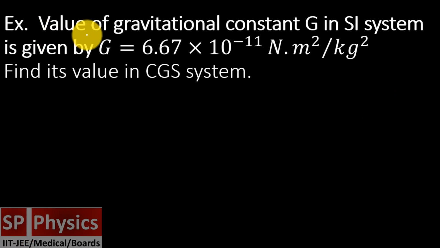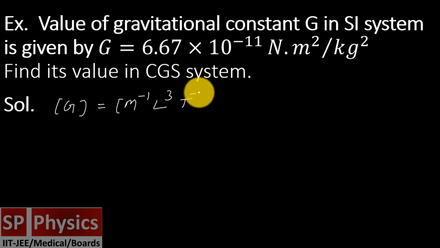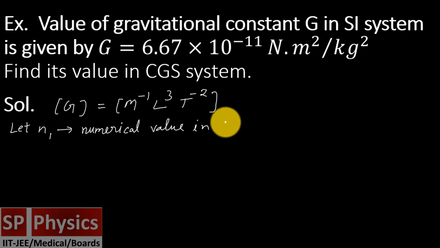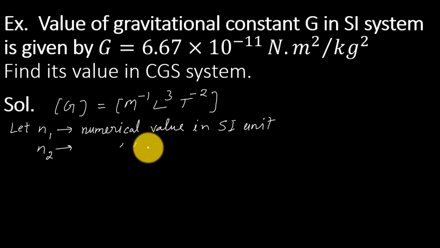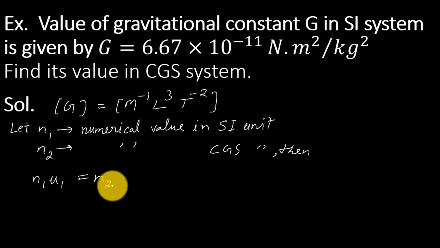Example: the value of gravitational constant G in SI system is given by G is equal to 6.67 into 10 to power minus 11 Newton meter square upon kg square. Find its value in CGS system. The dimensional formula of G is M to power minus 1 L cube into T to power minus 2. If N1 represents magnitude in SI unit and N2 in CGS unit, then N1 U1 is equal to N2 U2.